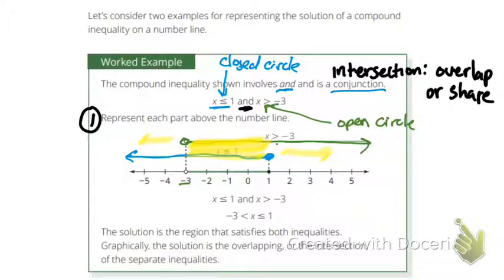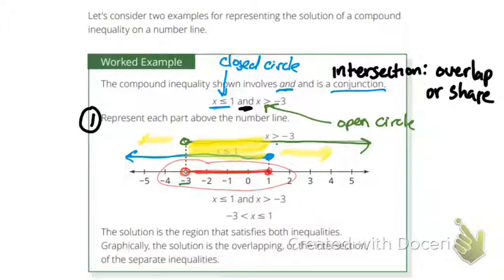So how are we going to graph that? I'm going to use red. We're going to graph that by just dropping down our open circle at -3, and our closed circle at 1. And then we're going to connect them and show where they're overlapping. So that is our graph. That would be our answer. And this graph represents x is less than or equal to 1 and x is greater than -3.